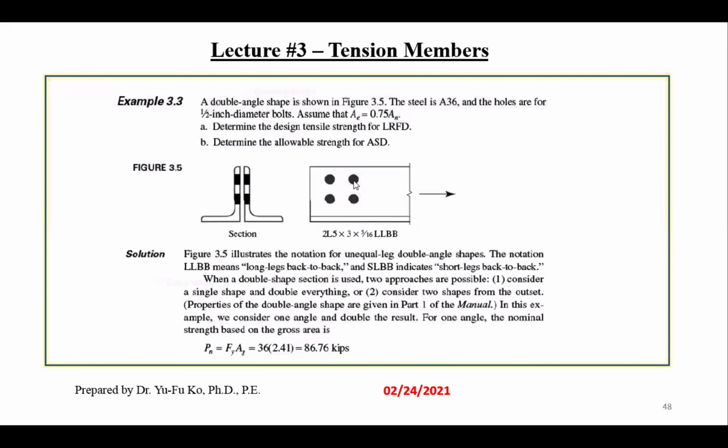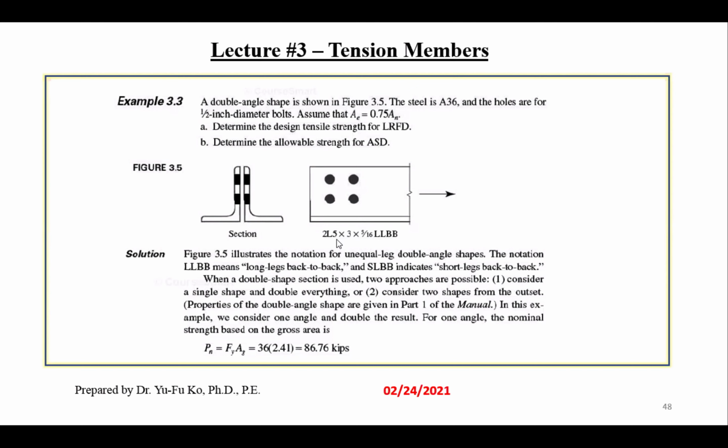This is a double angle, and steel is A36, and the holes are half-inch diameter bolts. Assume U is 0.75. So Ae is equal to 0.75 times A net. Determine the design tensile strength per LRFD. Determine allowable strength for ASD.